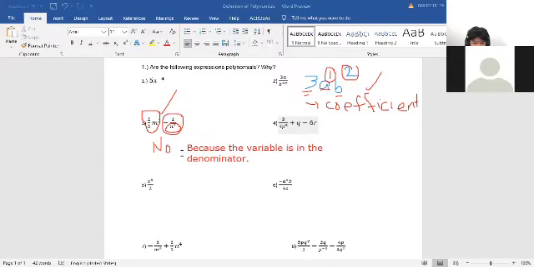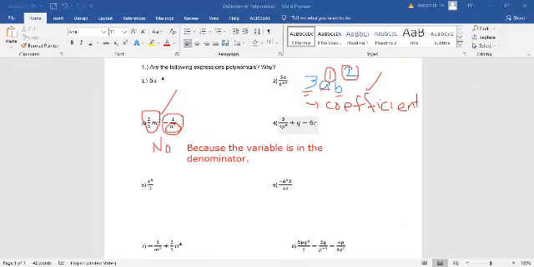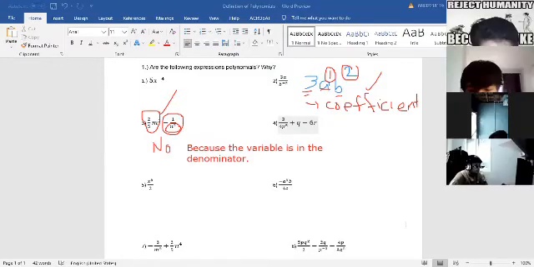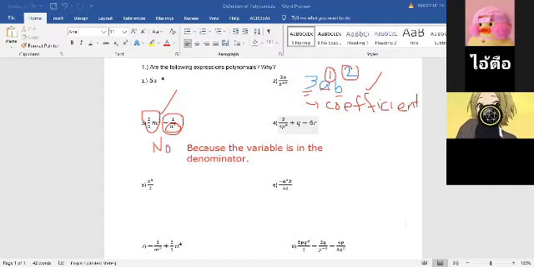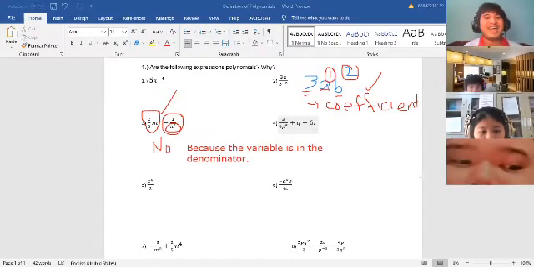All right. Can I have number 4, Jirapat? We have 3 over 4p to the 5. Is it a no? No, but why not? Because the variable is in the denominator. Very good. Again: because the variable is in the denominator. Yes. All right.